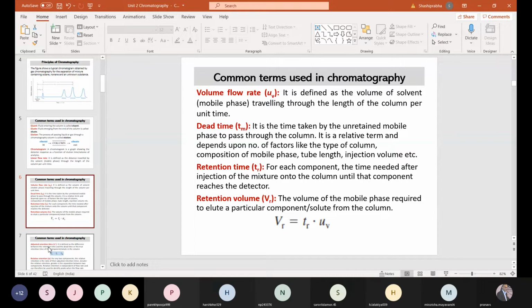This time which it takes to pass from one end of the column to the other end of the column would change, and the time which is taken by the solvent, which is unretained, while passing through the column, is known as dead time.